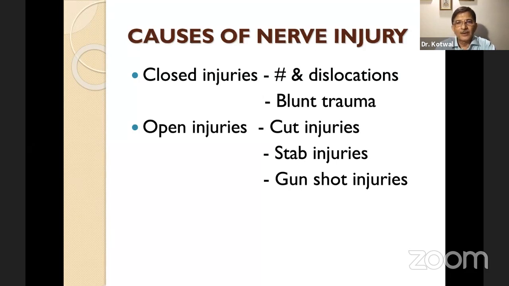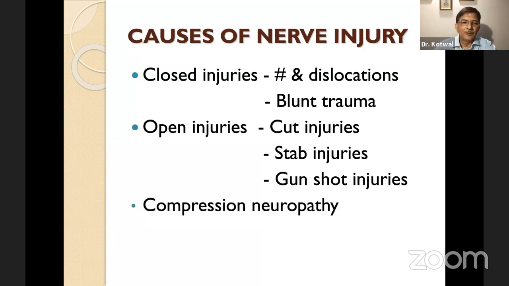So these are the causes of nerve injury. However, I would also like to mention, and he has also done that, that compression neuropathy is also one of the causes. Actually, it's not exactly injury, but the patient will definitely have pain and maybe at times paralysis of that particular nerve.